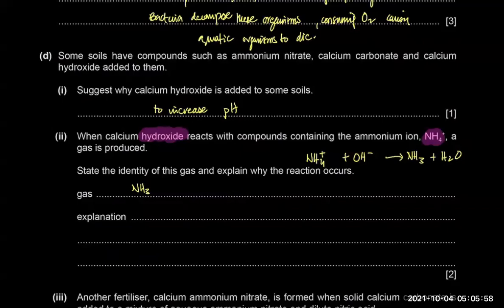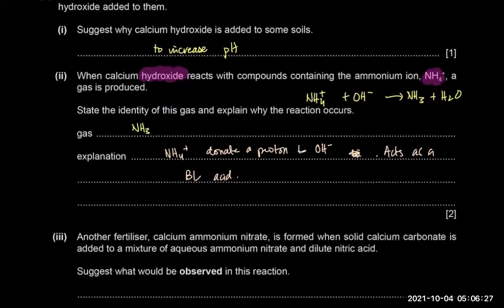And suggest why the reaction occurs. Why does the reaction occur? Because the NH4 plus donates a proton to OH minus, since it's a weak acid. It acts as a Bronsted-Lowry acid. I won't write the full name. Bronsted-Lowry acid. Okay.